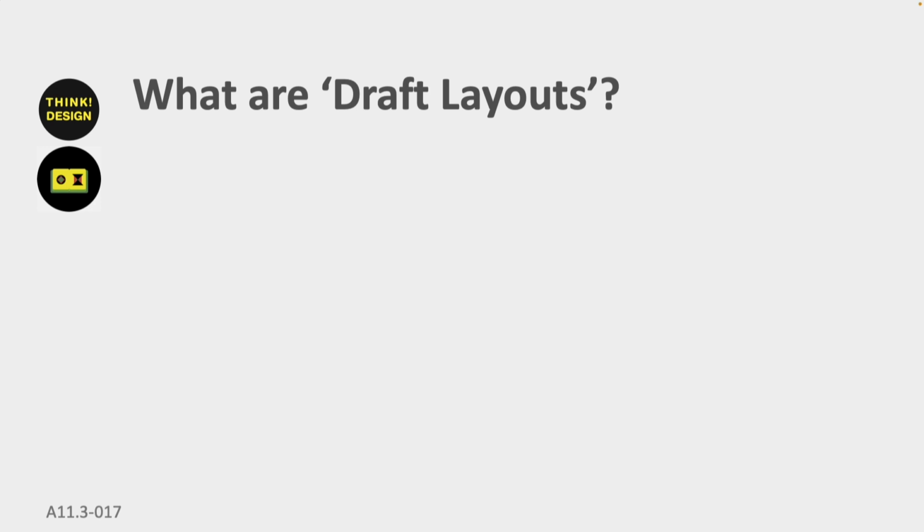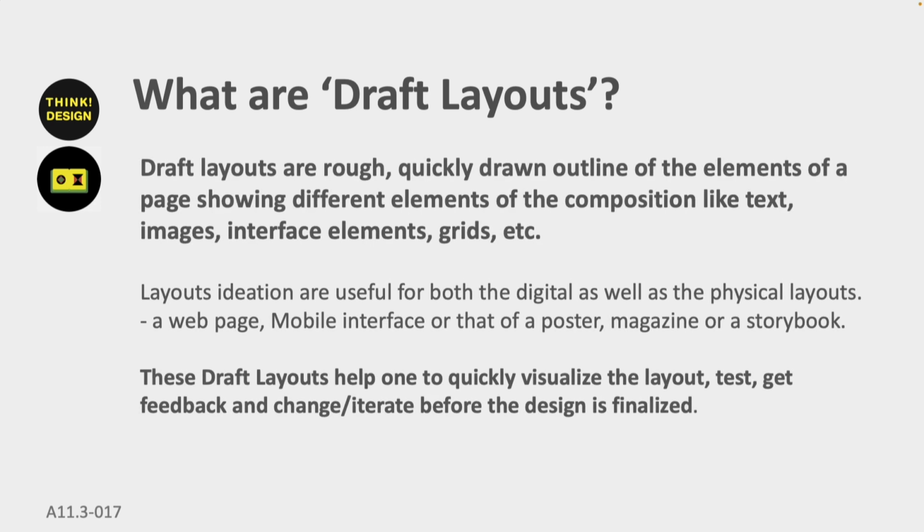And what are draft layouts? These are again very rough, quickly drawn outlines of the elements of a page, showing different elements of the composition, like text, images, interface elements if it is digital, grids, etc., which allow you to compose the whole thing. So it can be used for both digital as well as physical layouts, whether it's a web page or a mobile interface, or you're making a poster or a magazine or a storybook.